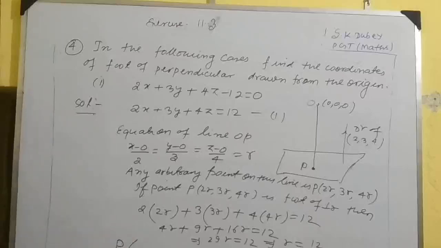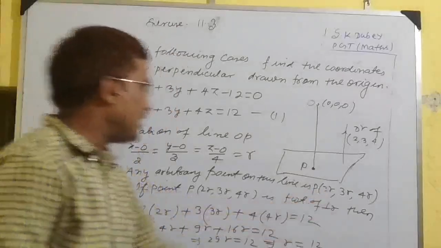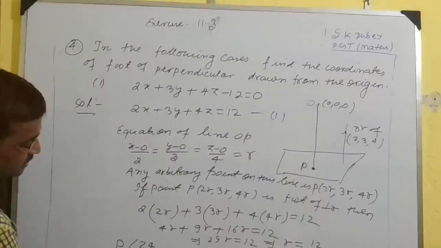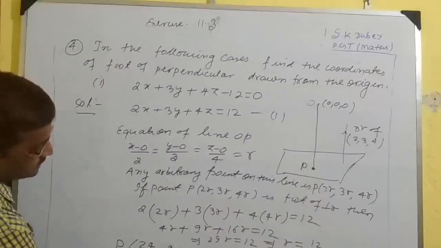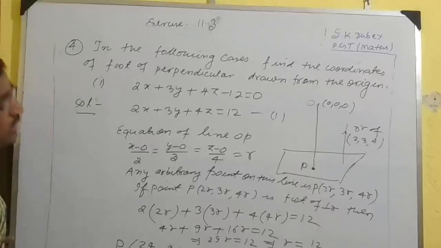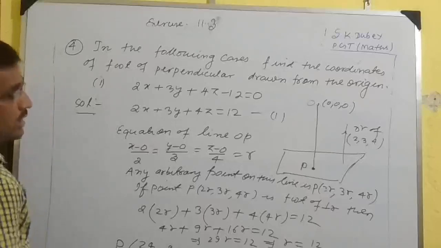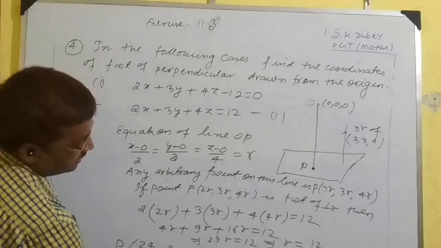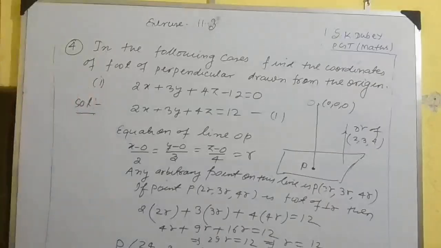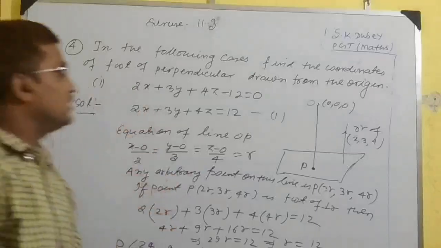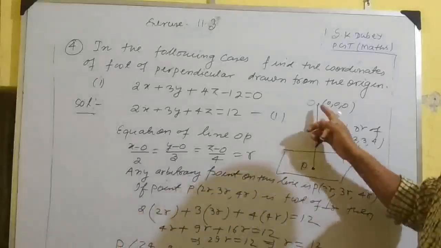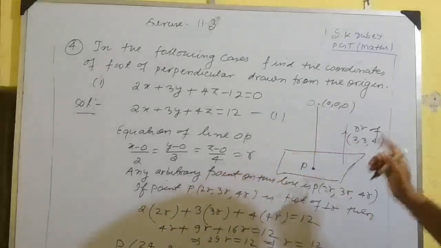Now the point P, which is the foot of perpendicular from origin to the plane, the coordinate of P is 2r, and the value of r is 12 by 29, that is 24 by 29, 3r is 36 by 29, and the z coordinate is 4r, that is 48 by 29. So in that way we can find the foot of perpendicular drawn from origin to any plane.